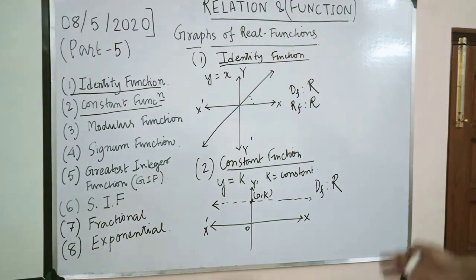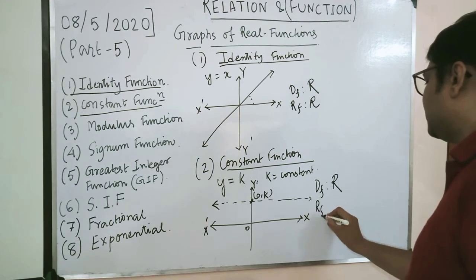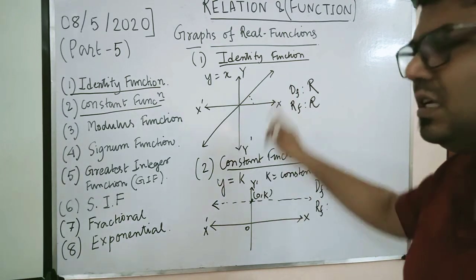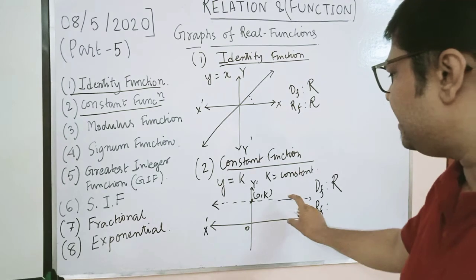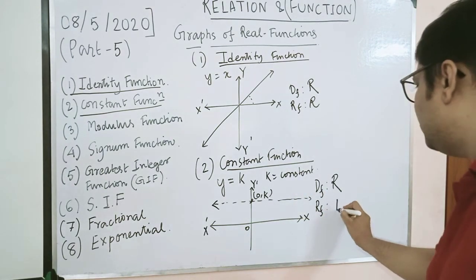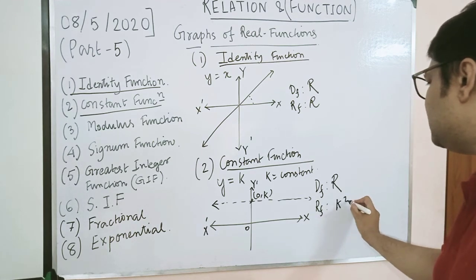So the domain of this function will be capital R, all real values. Now for range, do you think it's all real values for y also? Do you think that the graph takes up all real values for y? The answer is no, it does not, because y is neither increasing nor decreasing. It's fixed everywhere. And what is the value? The value is k. So it's only a fixed value.